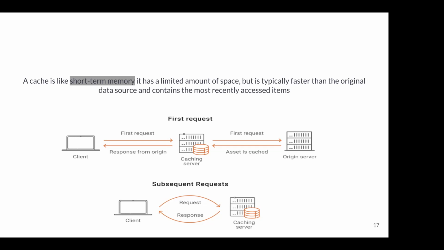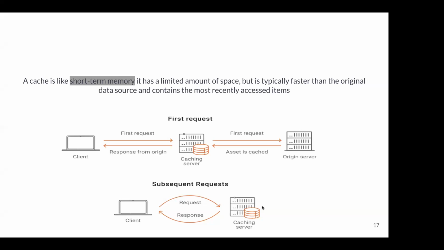Now take this example. The client sends the first request, and it goes to the caching server. The asset would not be there in the caching server, right? Because this is the first request. So it would directly go to the origin server and fetch the asset from there. Once the asset is fetched, it would be written into the caching server and the response is written to the client. For the subsequent requests, you can see the client is directly sending the request to the caching server.